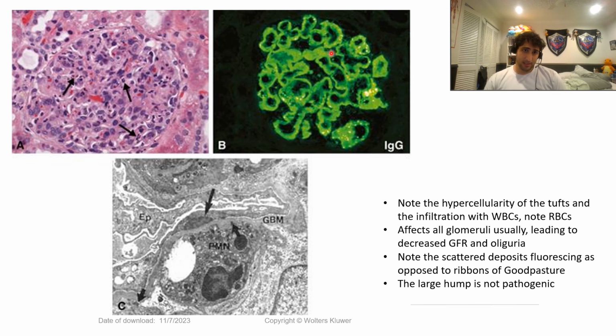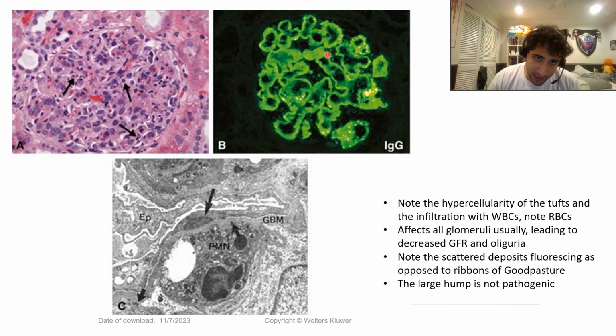And on the electron microscope, you can see the scattered deposits fluorescing. And notice it's scattered. In Goodpasture syndrome, or anti-glomerular basement membrane antibody disease, you'll see a bunch of IgG fluorescing in a very neat ribbon all along this wall. What you see here is a bunch of scattered complexes.